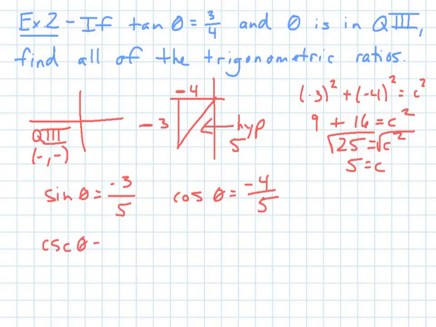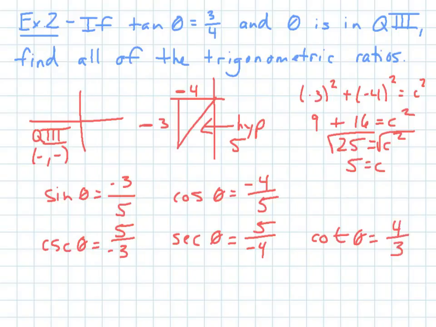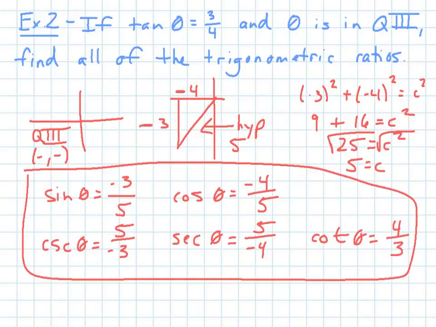Cosecant of theta is the reciprocal of sine theta, so that gives me 5 over -3. Secant theta is the reciprocal of cosine, so I get 5 over -4. And cotangent theta is the reciprocal of tangent, and since tangent was 3/4, you get 4/3. Okay, so then that would be your answer. You don't need to restate what tangent is. If you want to, you can, but it's not necessary to restate it.